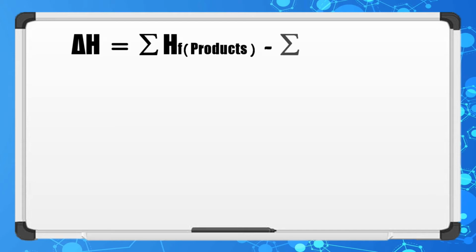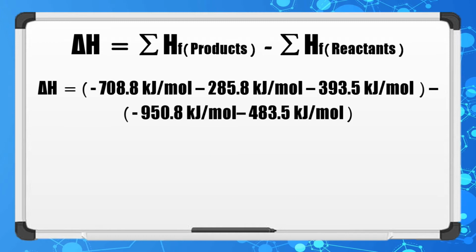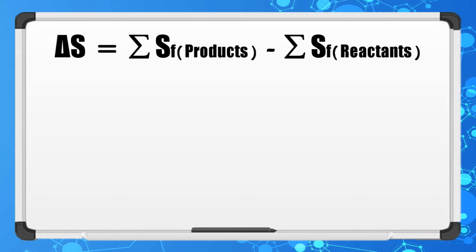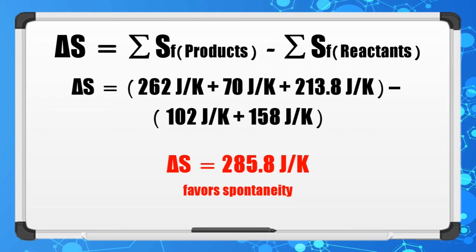We will use the formula for delta H, then substitute the values needed and simplify. Delta H will be equal to 46.2 kilojoules or 46,200 joules. Delta H is positive, meaning that the reaction is endothermic and does not favor spontaneity. Next, we need to compute for the delta S. We will use the formula for delta S, then substitute the needed values and simplify. Delta S will be equal to 285.8 joules per Kelvin. Here we can see that delta S is positive, which favors spontaneity.